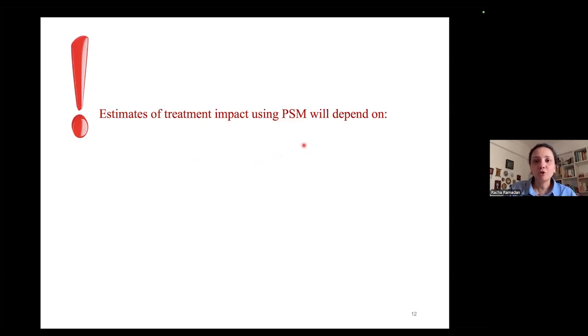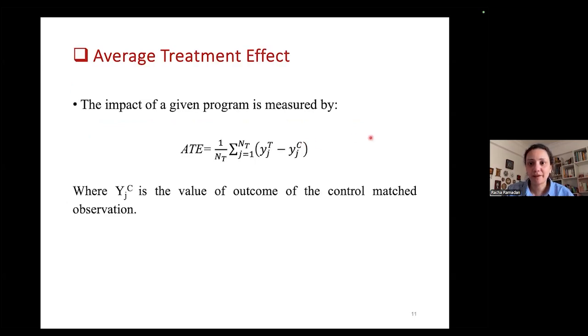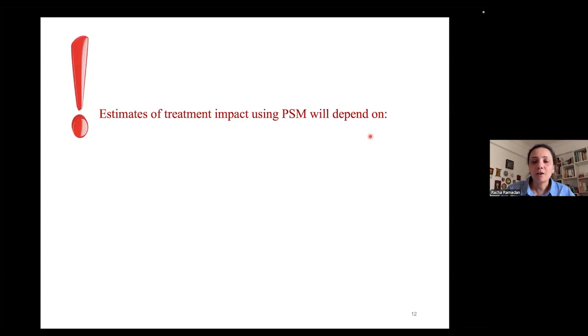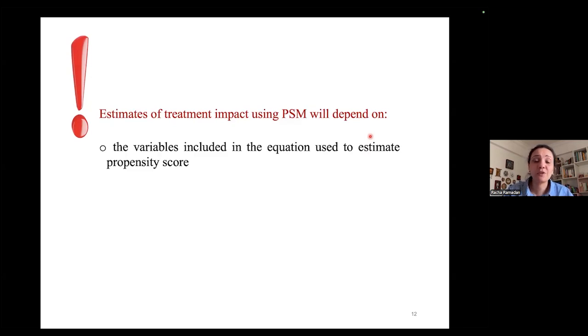As I mentioned, there are two important factors that affect the estimation of this average treatment effect and our answer to the question of whether this public policy had a positive or negative, significant or not significant effect on the outcome we are interested in. The first thing is the variables included in the equation we use to estimate the propensity score, our observable characteristics, our X variables. So the choice of these variables is really important to consider.